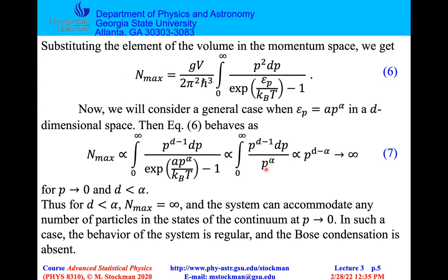Of course, this integral can be taken analytically. It's simply a power of p with exponent d minus alpha. It will diverge at small p's when d is less than alpha. So in this case, the system can accommodate any number of particles in the states of the continuum at positive momenta, which is a normal behavior that we would expect, naively. So in such a case, the behavior of the system is regular, and the Bose condensation is absent.